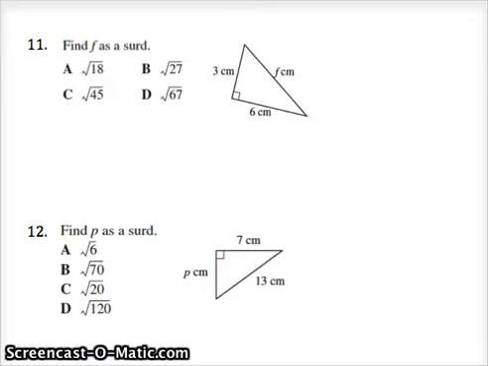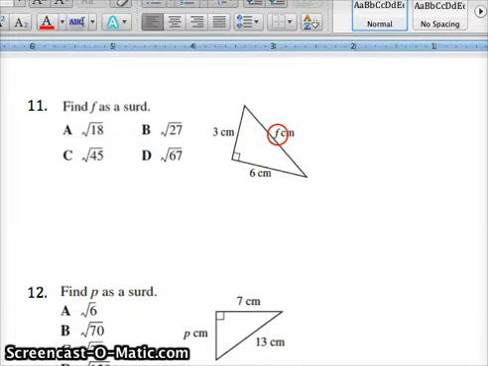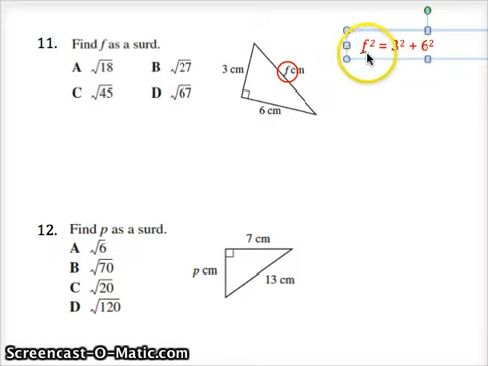So first of all, we should circle the hypotenuse, which is the longest side. We've circled the side that we want to find, which is the f here, the longest side, the hypotenuse. Remember, the longer side squared equals the sum of the two shorter sides squared. So we can write f squared equals 3 squared plus 6 squared. So the hypotenuse squared equals the two shorter sides squared.